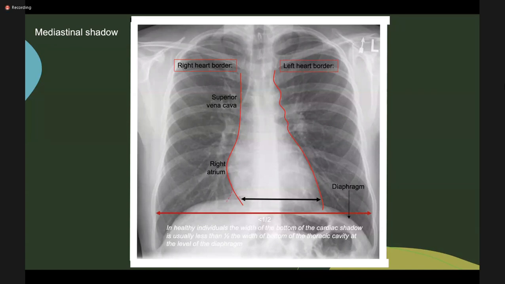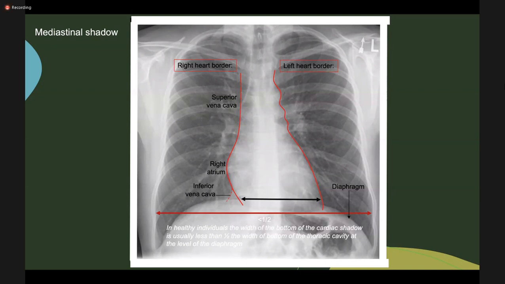And then you can see the structures contributing in making the right border of the heart. Above, you are looking at the superior vena cava. In the middle, you are looking at which atrium? Right atrium. And at the bottom is the inferior vena cava. So now, if I label these structures, you can understand them. Before, they were there, but I was not connected.